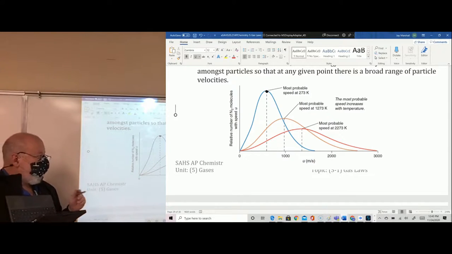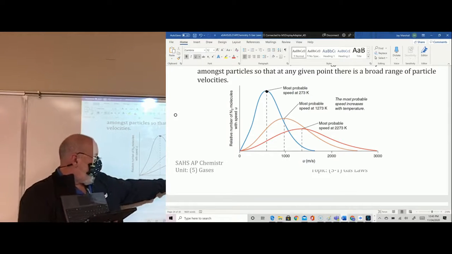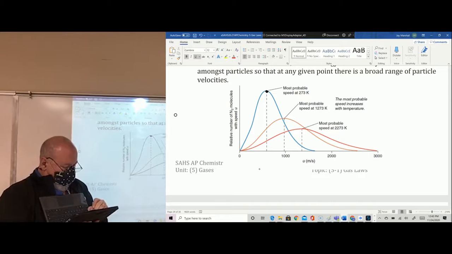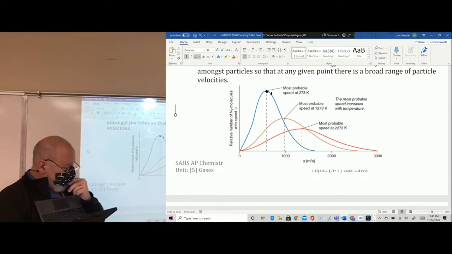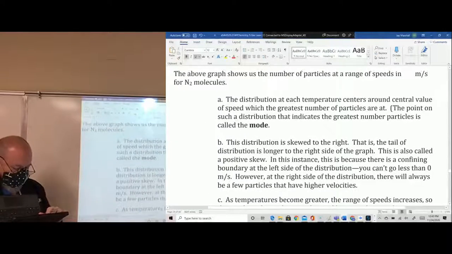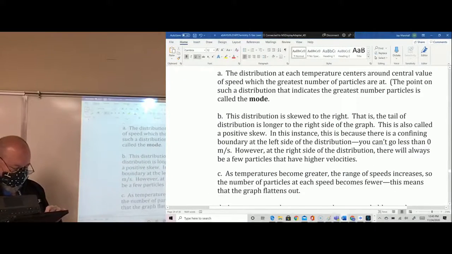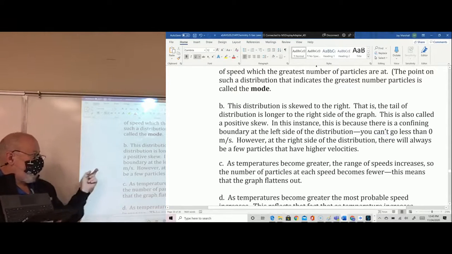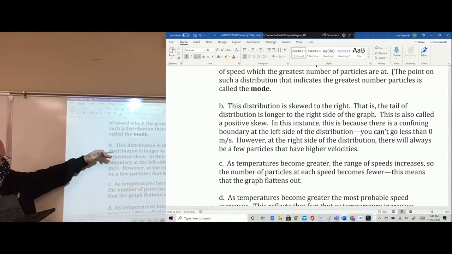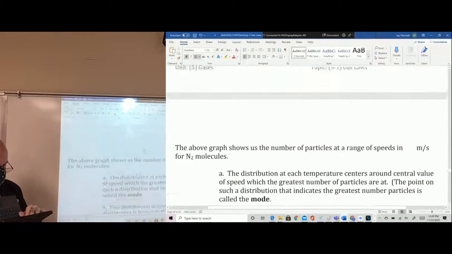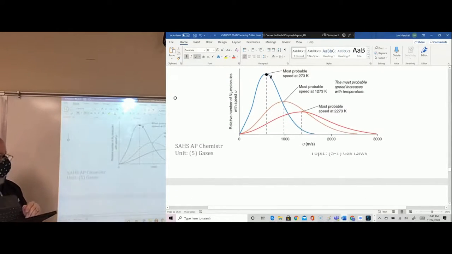The average value, because I am skewed to the right a little bit, is going to be a little bit to the right of that. So the distribution is skewed to the right. That is, the tail of the distribution is longer on the right side of the graph. This is also called a positive skew. In this instance, this is because there's a confining boundary on the left side of the distribution. I can't go slower than 0 meters per second, right?